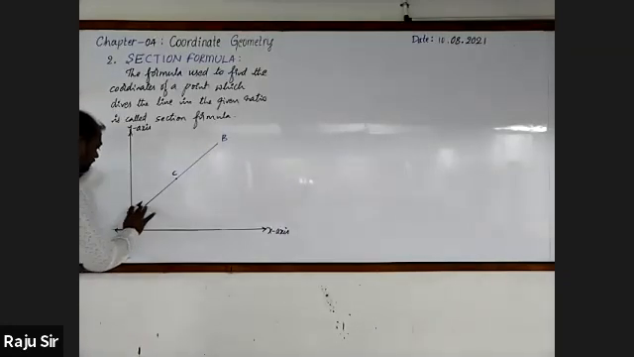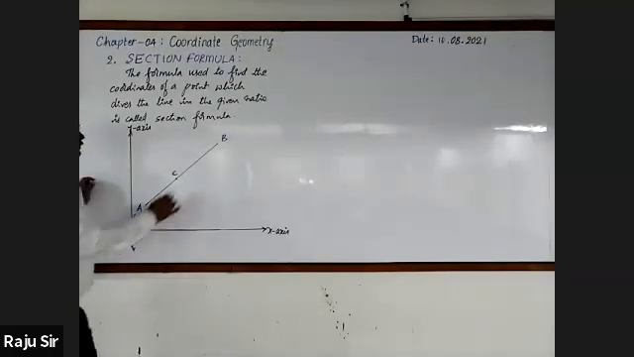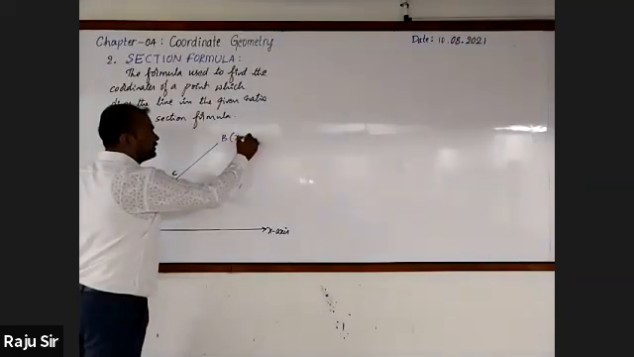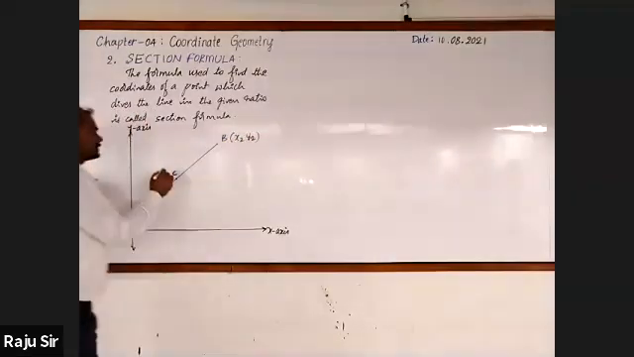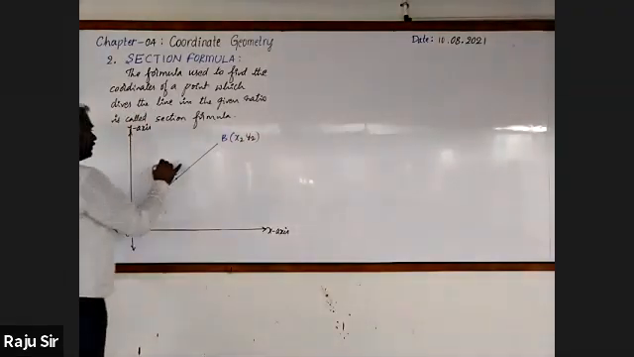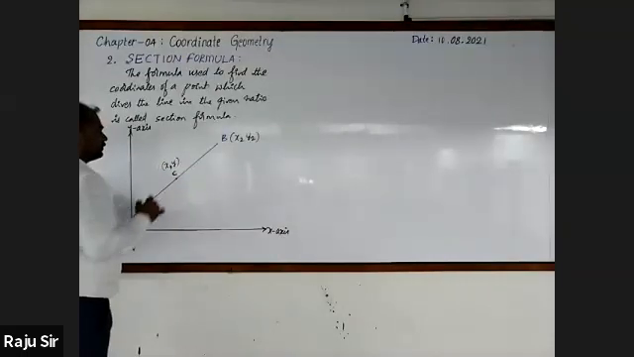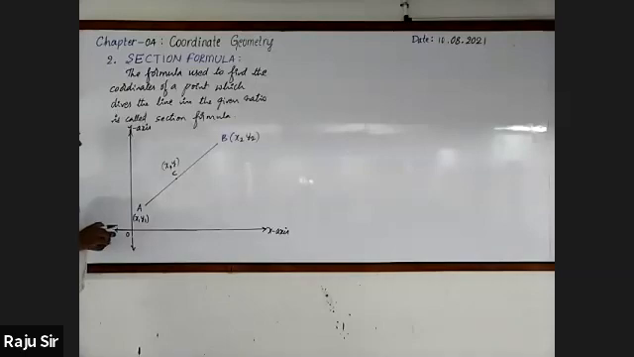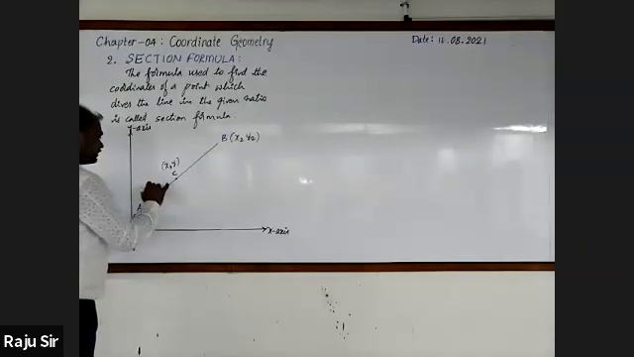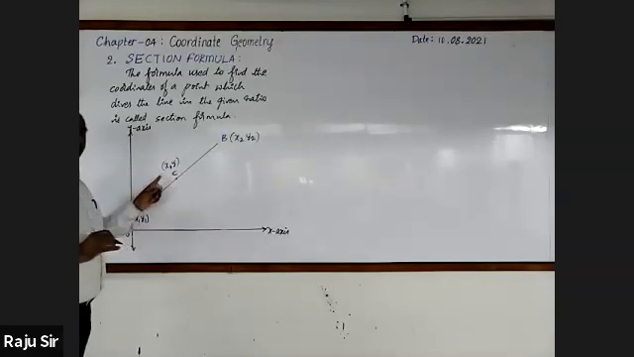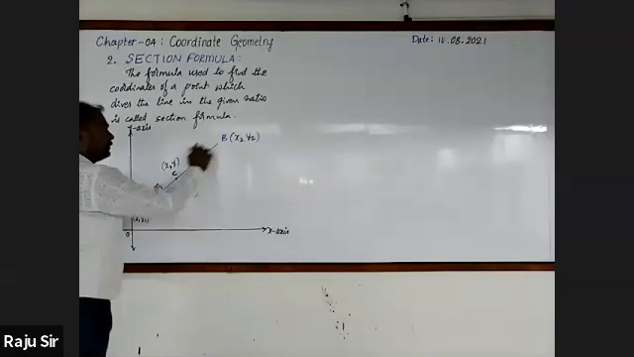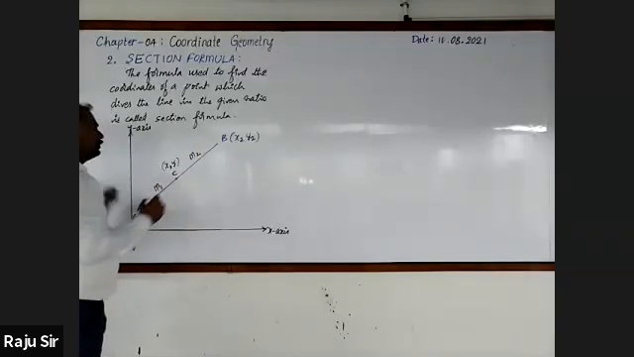Now, let us write their coordinates. A is x1, y1. B has coordinates x2, y2. Whereas C is unknown, I take this as x comma y. Then, let us assume the ratio as m1 is to m2. Hence, AC will be m1 units and BC will be m2 units.